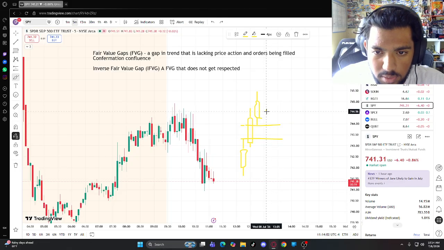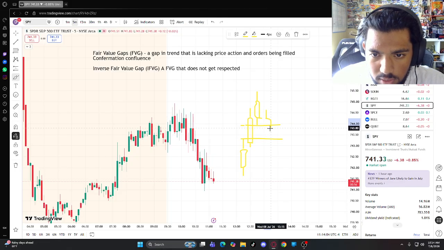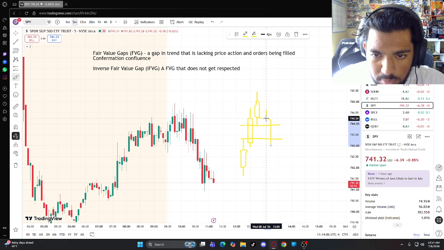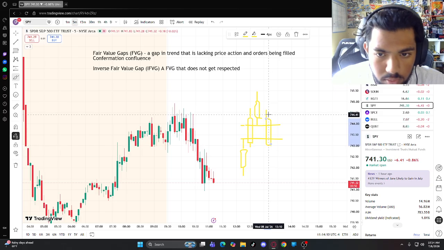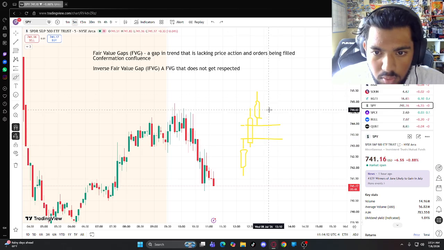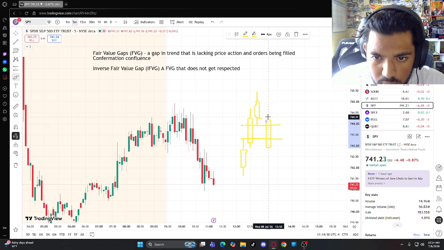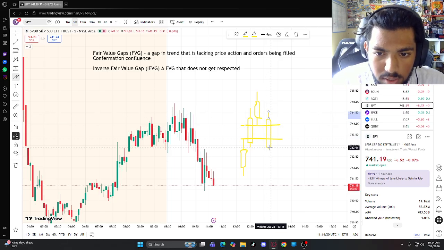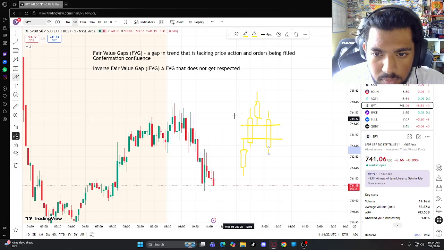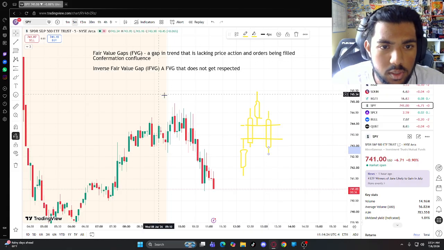So basically what that means is, I'll draw the wick right here. I'll draw this body. We'll have to use a big body for this example. We're going to use a 1-candle inversion. Inversions can be 1 candle, 2 candles, 3, 4, you name it, depending on the time frame that you're using. So let's say that's our inverse fair value gap.